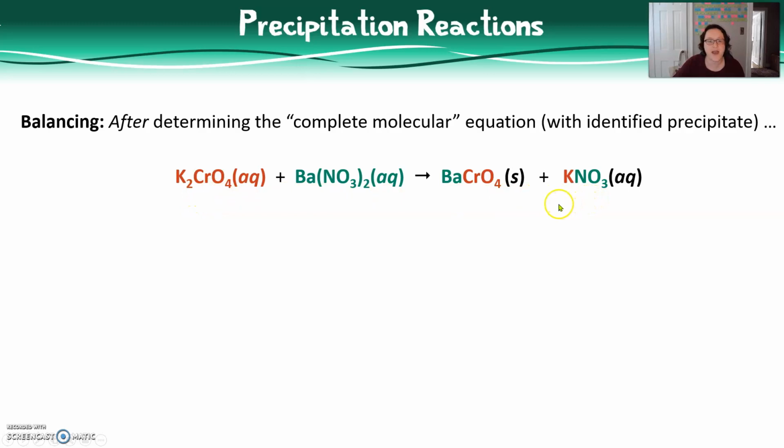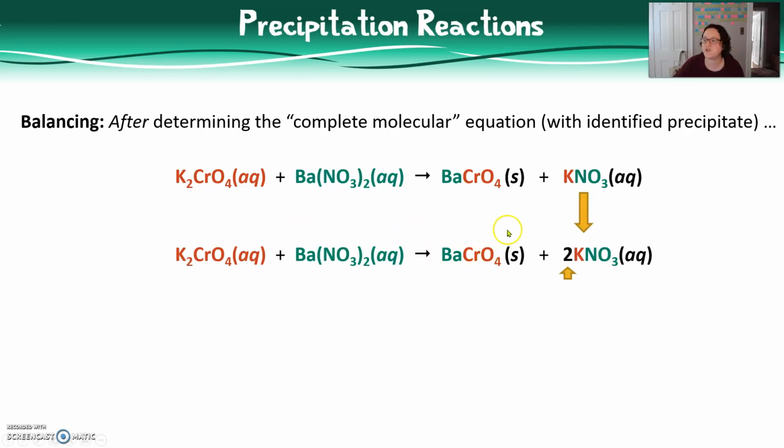would balance this reaction by adjusting the coefficients as needed, remembering that when balancing a reaction, you do not change the subscripts, as that would change the identities of the compounds themselves. We simply want to adjust the number of each compound in the reaction, not the composition of the compounds. In this case, we simply need to add a coefficient of 2 to the potassium nitrate product.